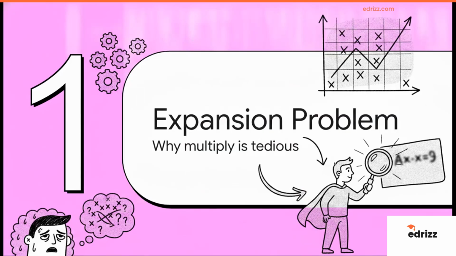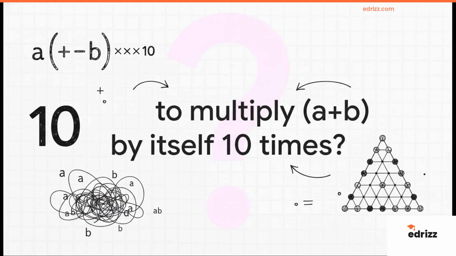Section 1. The expansion problem, or why multiplying is just so incredibly tedious. Every great mathematical tool starts with a problem that someone was just too frustrated to keep doing the hard way. That's our mathematical hero's problem for today. Imagine you're given this challenge. How do you multiply the expression a plus b by itself 10 times without literally losing your mind?